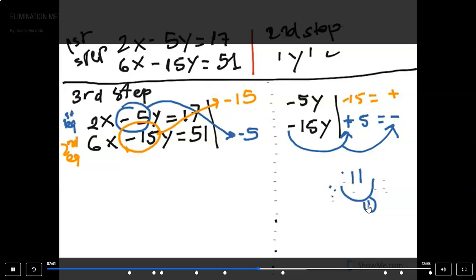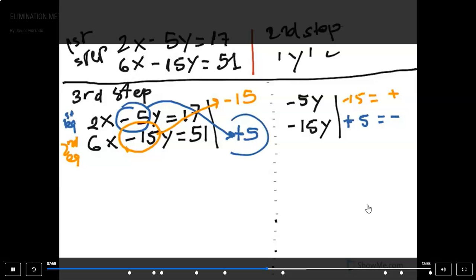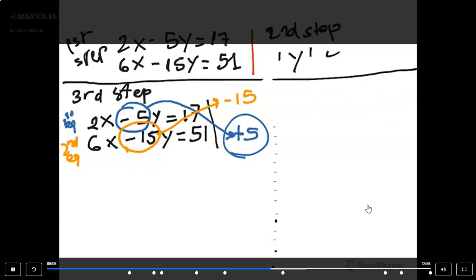Okay, so now let's do it. Let's change the coefficient. Okay, we did already. We have a positive 5. Now that you know this, I'm going to change my coefficient on my equation right here. I'm going to make it positive, and I'm going to clean this, and also this.